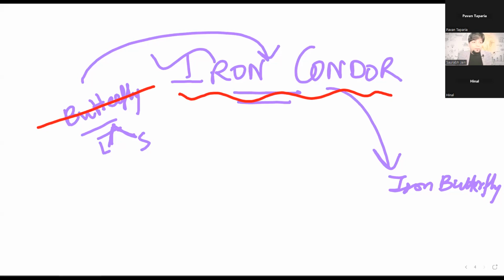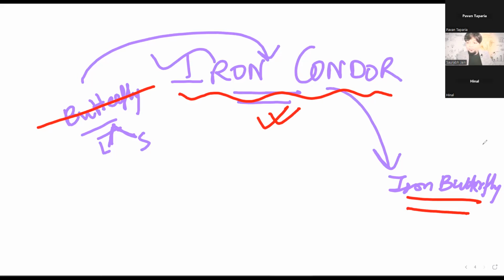If you ask me which is better, iron condor or iron butterfly, I would say iron condor has a lower risk, and that's why it has a lower reward. But an iron butterfly obviously has a slightly higher risk. The cost is a little bit high, but at the same time, the reward is also very high. So when you learn iron condor, then you will understand how you can upgrade to iron butterfly.